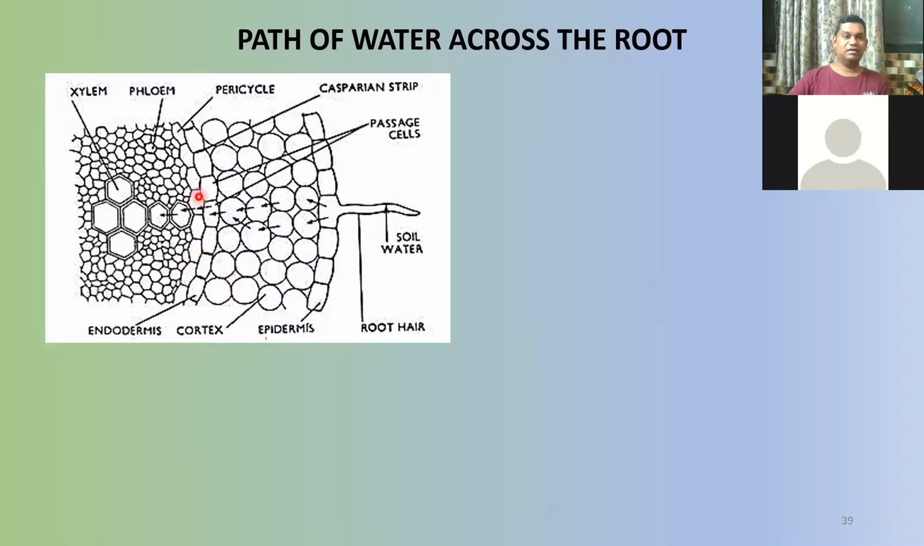on the inner side, there is a layer called pericycle. Pericycle is the covering layer of the vascular bundles. After which you have the xylem and the phloem cells. Xylem and phloem. ये root के internal structure के बारे में बताया.